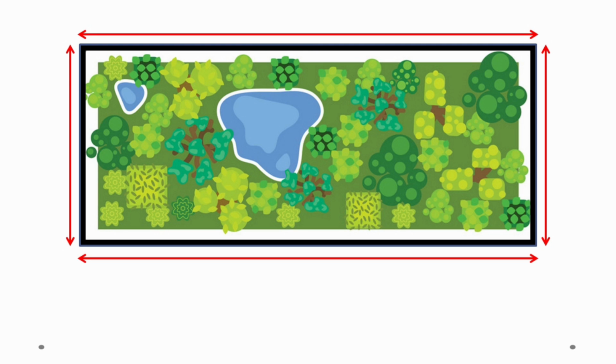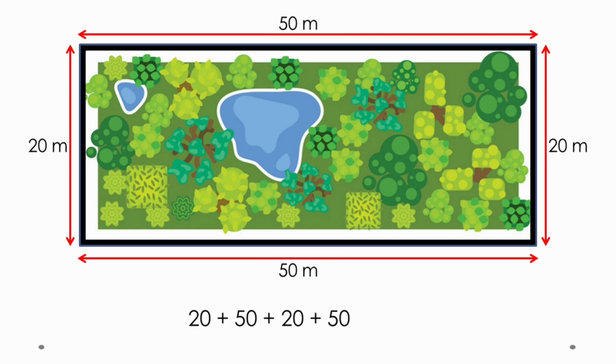In this case, the lengths of the sides measured are 20 meters, 50 meters, 20 meters, and 50 meters. So, the perimeter of the ground would be 20 plus 50 plus 20 plus 50, which is 140 meters. Finding the perimeter of this shape was easy and simple. But there can be shapes that are a little complex. So, there are formulas to calculate perimeter of different kinds of shapes.